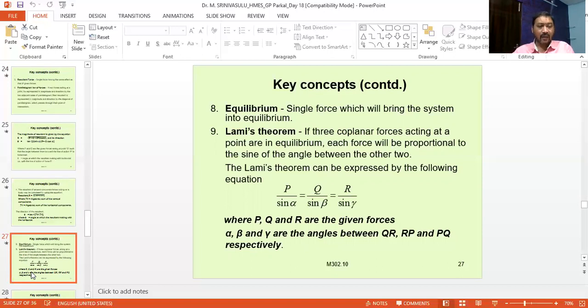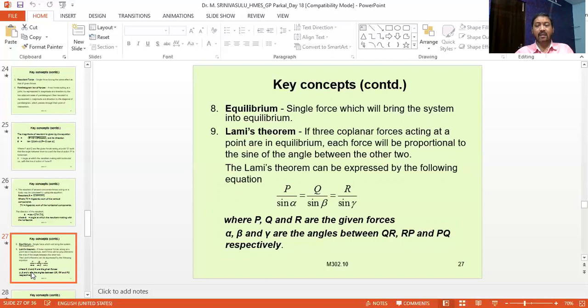Next, we also studied Lami's theorem. This Lami's theorem is applicable to find the forces when three forces are acting on a body and are in equilibrium. When P, Q and R are the three forces acting on a body, then Lami's equation is P by sin alpha is equal to Q by sin beta is equal to R by sin gamma.